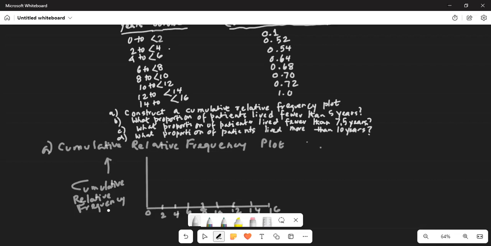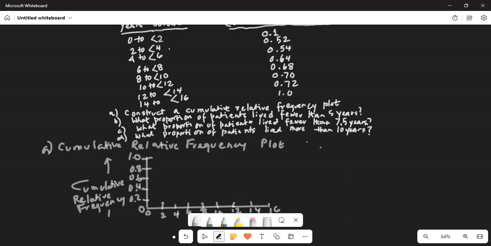Now you can select any way you want to do it, but bottom line, the cumulative relative frequency on the vertical axis starts from 0, and I will do in increments of 0.2, 0.4, 0.6, 0.8, and 1.0. Bottom line, the vertical axis is from 0 to 1. So the first data point is 0 to less than 2. I'll take the endpoint. At 2, it is 0.1, somewhere over here.